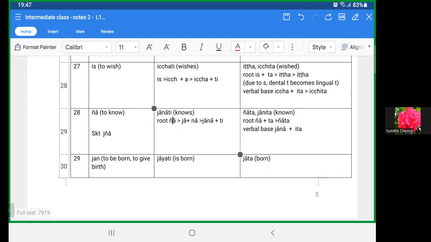So that means here we don't show the root, the in between. Ja plus nya. We don't show here again. The root nya, the first nya is a root. Yes. Then changes to ja. Okay. Plus na, conjugation sign na. Okay. Conjugation sign is which group? Group number 5. Fifth group. Yes, 5. Okay, 5 group. Yeah. Okay. All right.